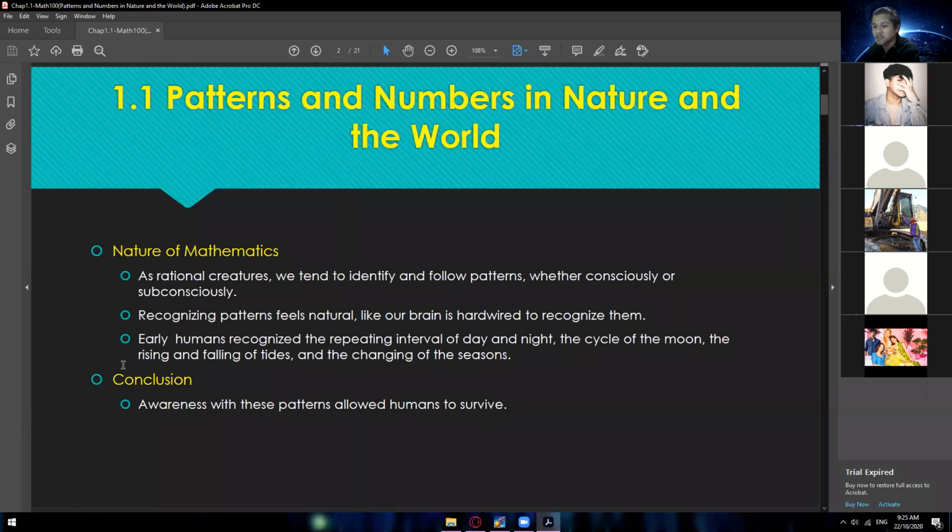And then, as a conclusion, awareness with these patterns allowed humans to survive. Okay? So, kung walang pattern, or kung hindi tayo nagpa-follow ng pattern, baka madami nang nangyari, patay na tayo. Okay? So, one good example of this one is sa pedestrian. Okay? May pattern lagi yan. Kapag green, saka ka lang pwedeng tumawid. Kapag red, of course, mag-stop ka. Kasi yun yung pattern na sinusunod natin.